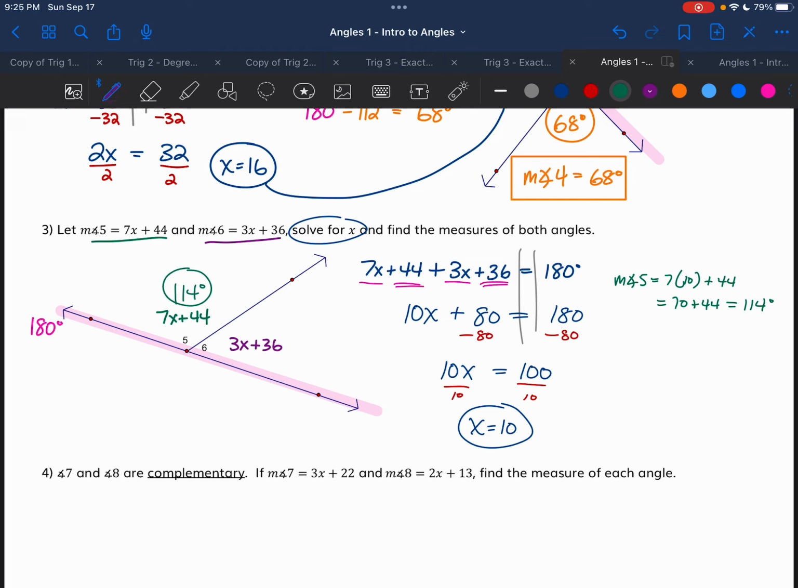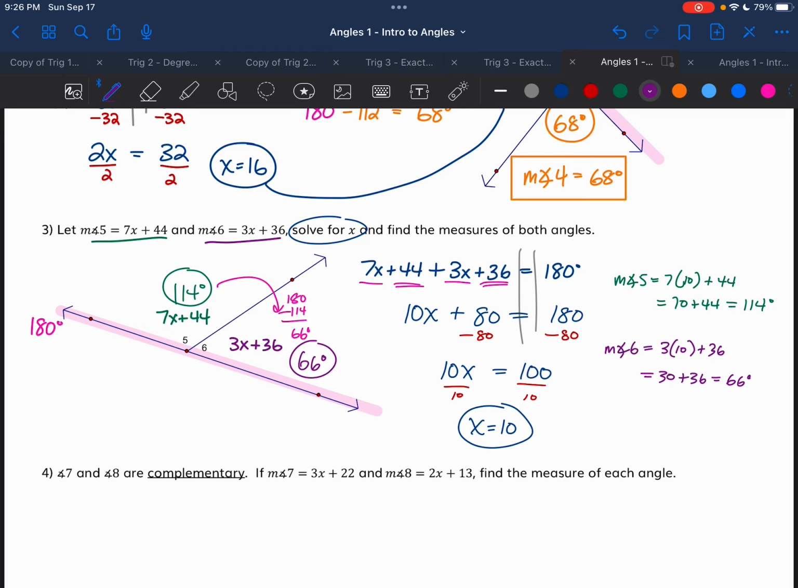I just need to find the other one. You can try to trust that this is the right math and just do 180 minus 114 to see how many degrees this would be. I would highly suggest, of course, plug your value of x in there and make absolutely sure that your algebra says what it should say, that you get the number that you're expecting to get. And oh yes, 30 plus 36 does in fact give me 66 degrees. So hooray for everything. We've got our final answers here and we're good.